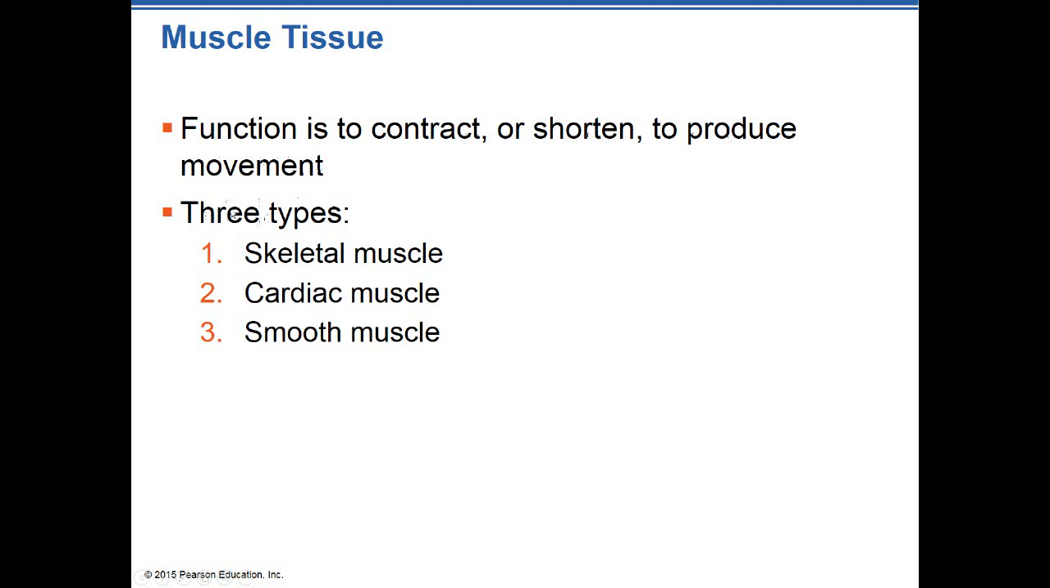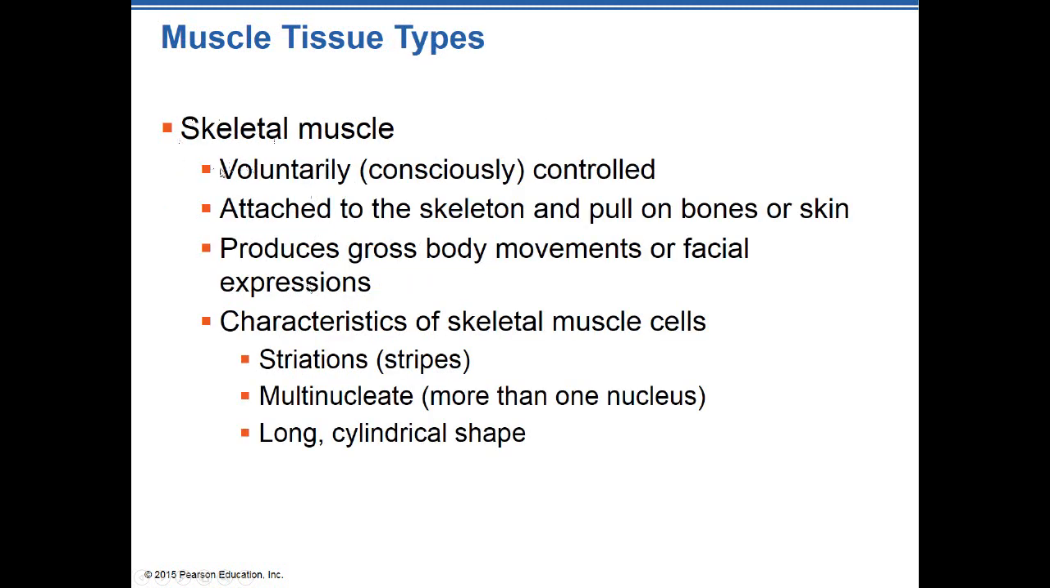There are 3 overall types of muscle tissue. We have skeletal, cardiac, and smooth, that all have different appearances and different functions that you need to recognize. So we'll start out with skeletal. Skeletal muscle is what you normally think of with muscle. You can voluntarily control the movement of skeletal muscle for the most part, except for some reflex movements. It attaches to the skeleton, usually through tendons, and it pulls on bones.